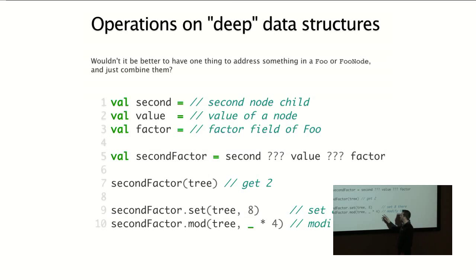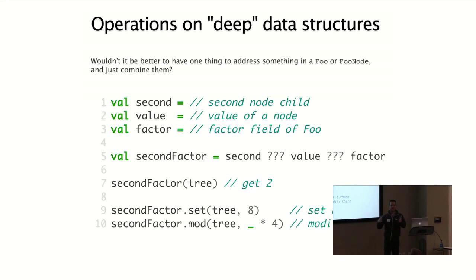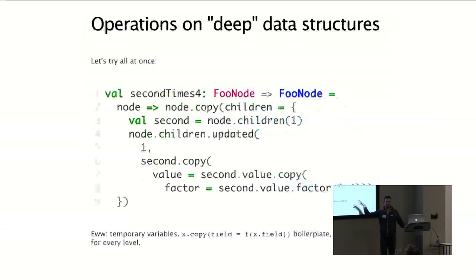But also, I could do things like produce a new tree where I set the value to 8. Or, for our actual task, I'm going to modify this tree. And because I have a handle on the thing deep in the structure, I can just say, well, that's what it was. Multiply it by 4. And then this just produces my altered tree. That would be really cool. So we can do that. Is the benefit clear? It would be nice, rather than this stuff.